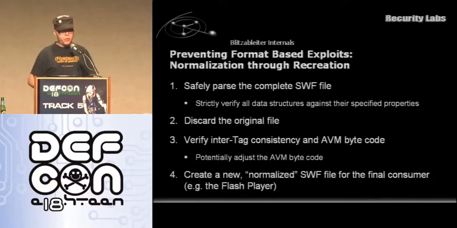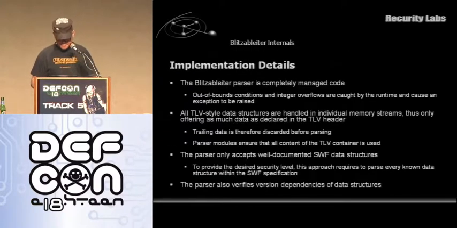And that's essentially what we do, and that's essentially what I call normalization. How do we do that? So first of all, we're writing yet another parser for Flash, so we don't want to increase your attack surface. We want to decrease it, right?